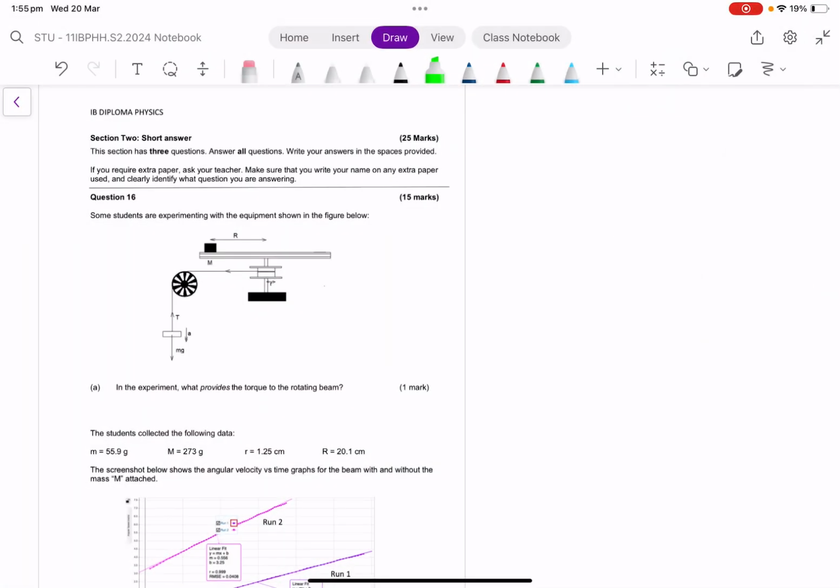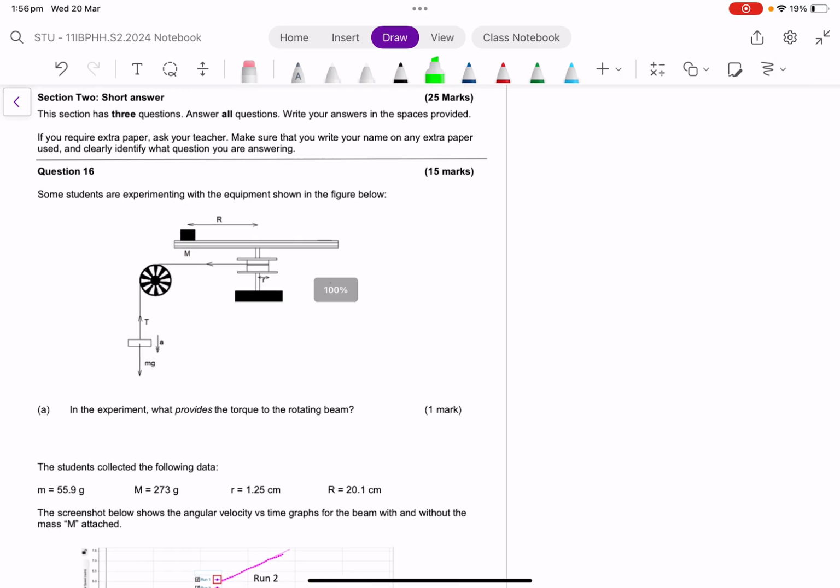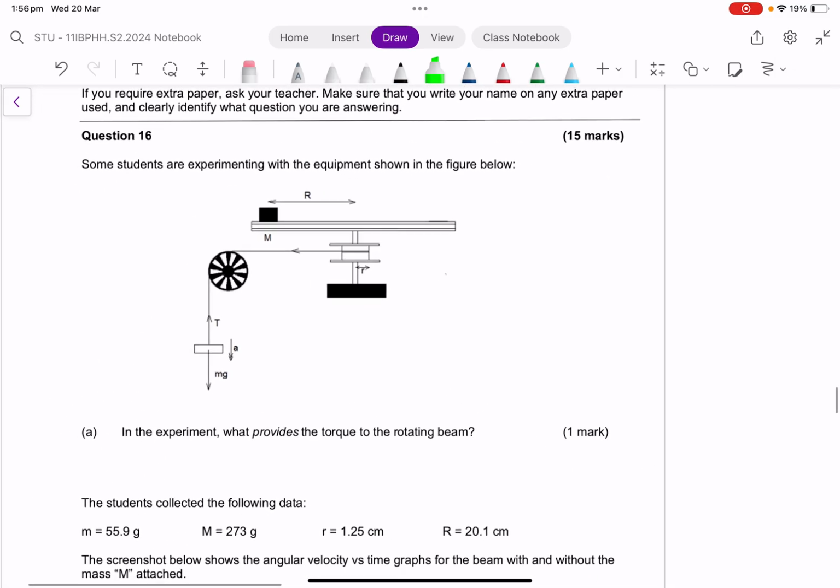Okay, this will be one quick little video on question 16, the first of the short answer questions in the test. Rightio. Now, I was hoping this would be pretty easy because we did it the day before. Both classes did it the day before. But everything you needed was in the question anyway. But really, what provides the torque? What's making this thing spin, right?